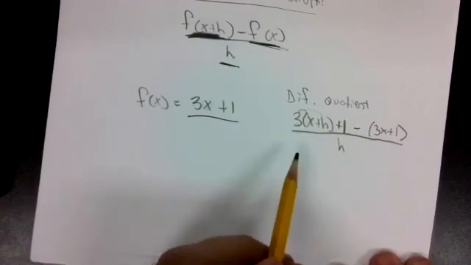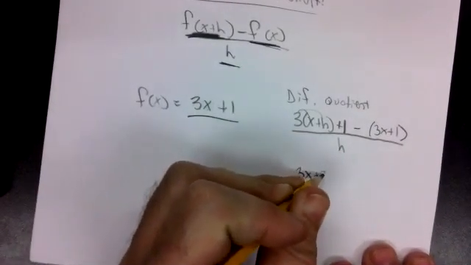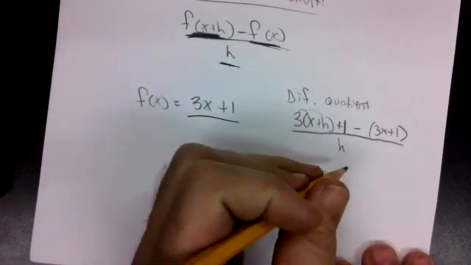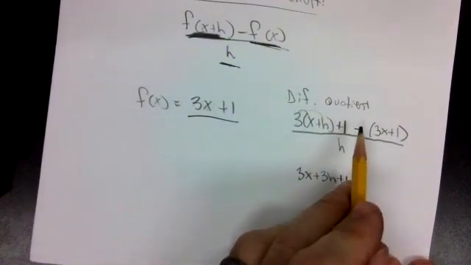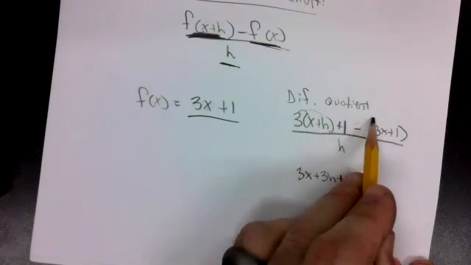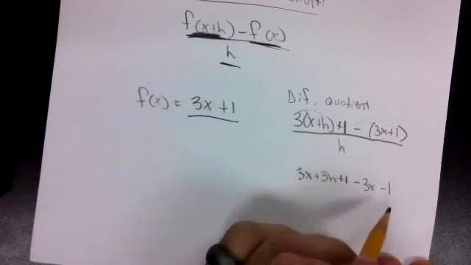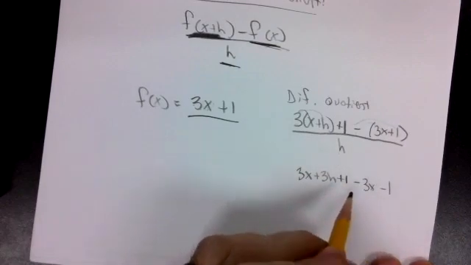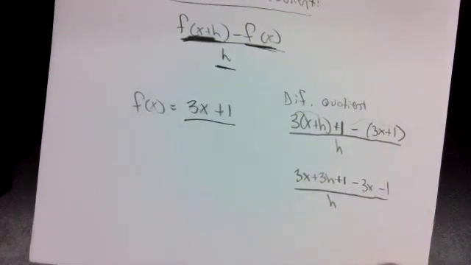So if we distribute this out, we're going to get 3x plus 3h plus 1. And remember, I talked about subtracting a quantity. You got to just subtract both of these. So this is going to be minus 3x and then minus 1. And that's all going to be over h.